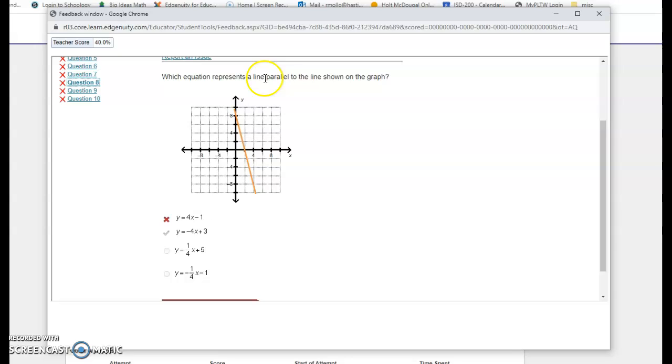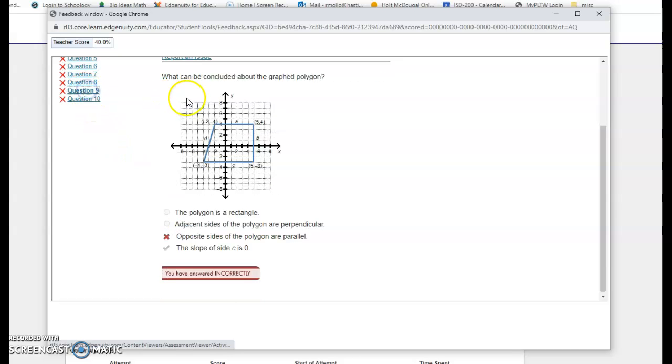Okay, here we're looking for something parallel to this. That means our slopes need to be the same. Here I'm at 8, so kind of tricky. These each go down by 2. So if I go down 2, down 4, down 6, down 8, and then I go over 2, that's really negative 8 over 2, so I'm looking for something that's negative 4. Remember, parallel lines have the same slope, so the only one with a negative 4 slope is this second one, negative 4x plus 3.